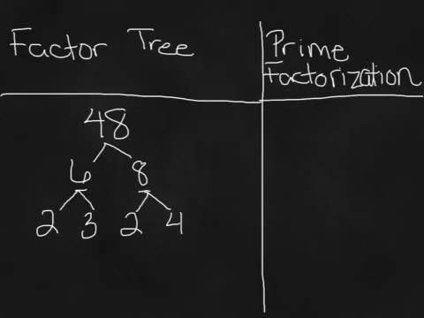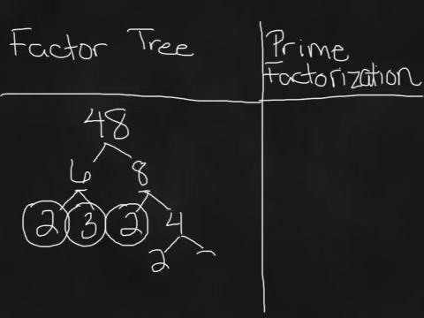Now 2, even though it's even, is a prime number. 3 is a prime number, and this 2 here is also prime. It can't be divided by anything other than that number and 1. Now 4 has a couple of factors other than 4 and 1. Its factors are 2 times 2. And those are both prime.